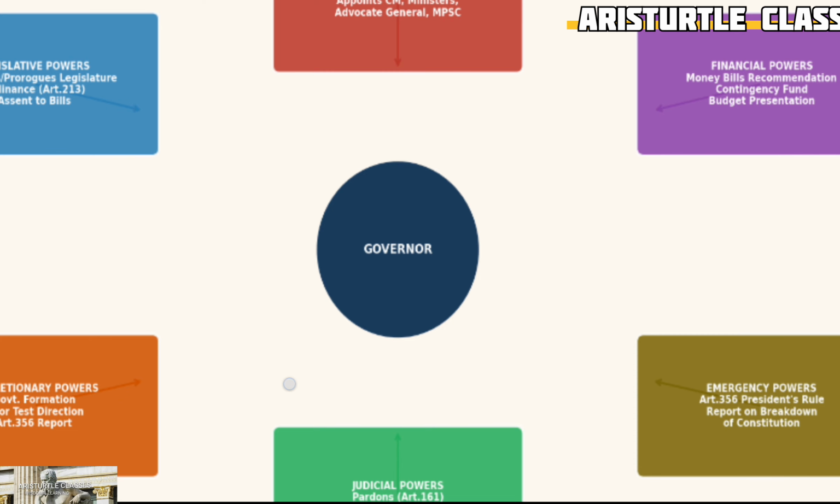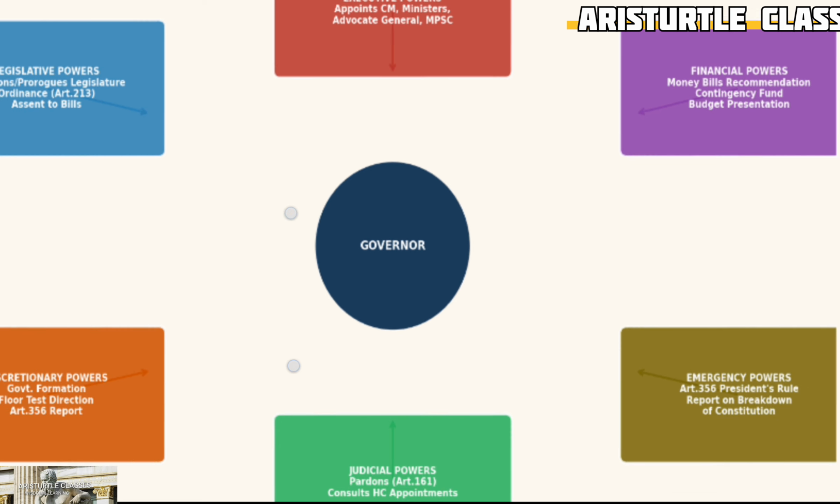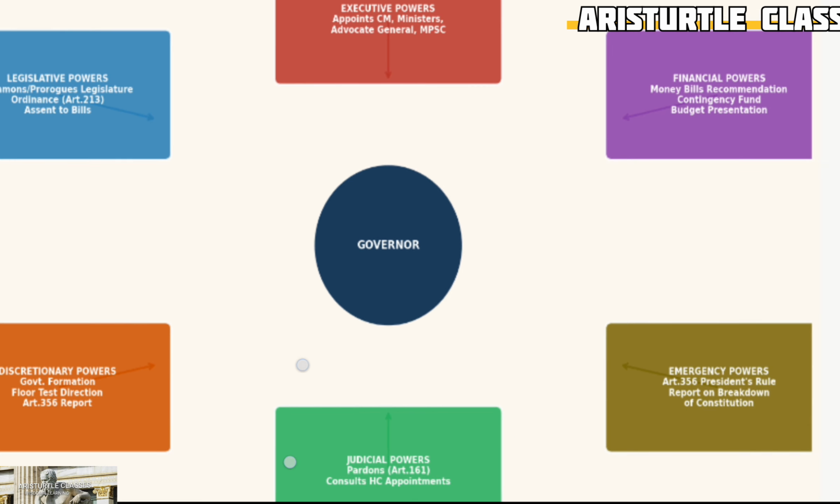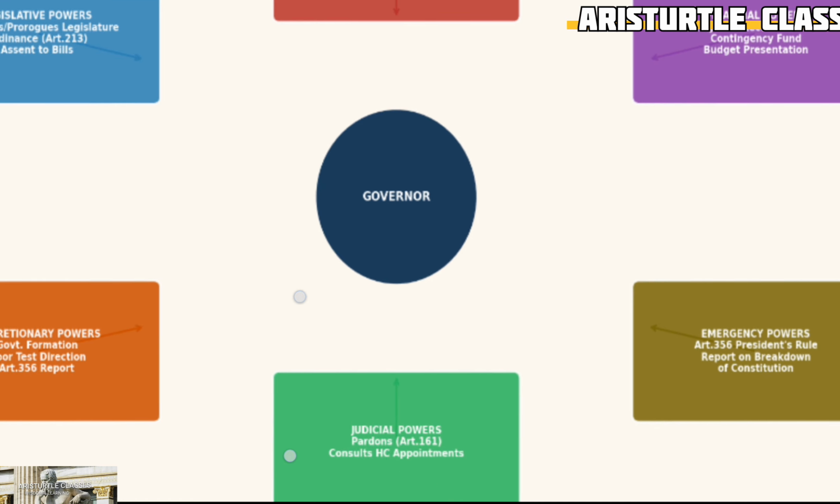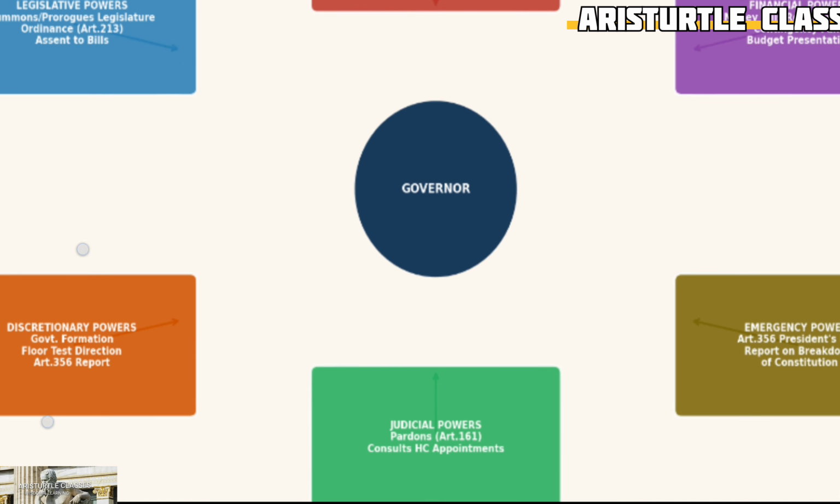That means if the machinery of a state gets broken down, then the governor informs the center or the president that you should come here to save the state because the state is not functioning very well, so you should impose President's Rule here. This is the most debated power a governor has. Also, he has got some pardoning power as well. He has got discretionary power as well.